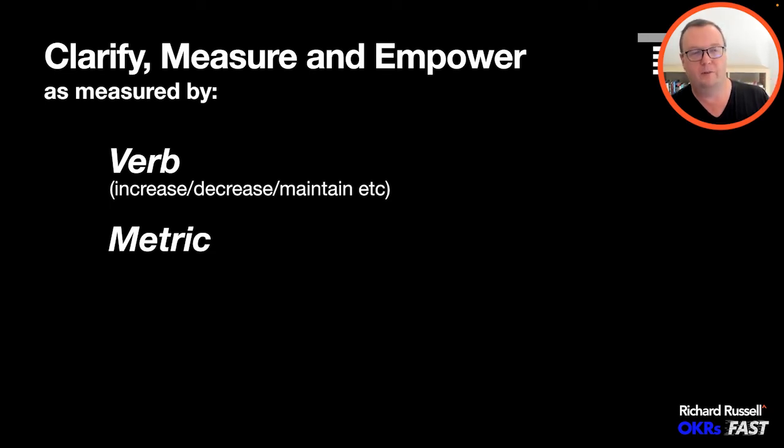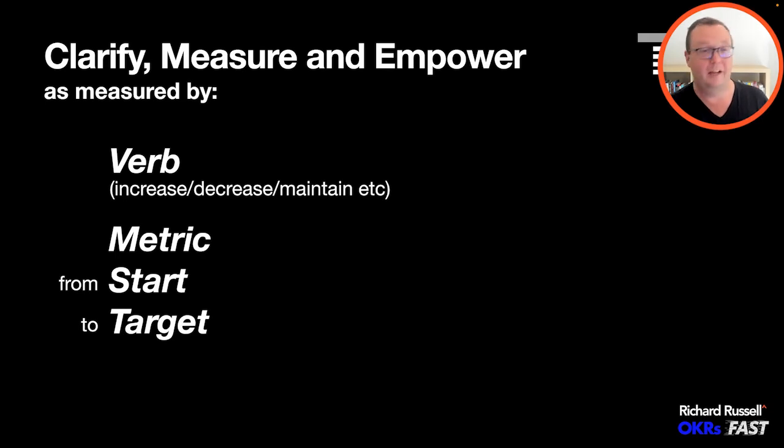There's a verb. If you're having a metric, a verb, like increase, decrease, or maintain, this metric from this starting point to this target point. And it's super simple. All you really need to do to think about this is, what's the metric that we're doing? What is it now? What do we want it to be? And then what's the right verb?